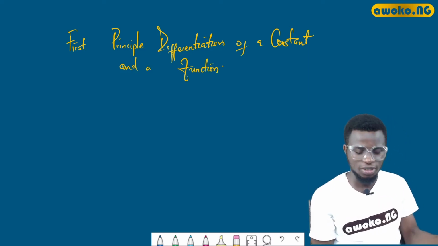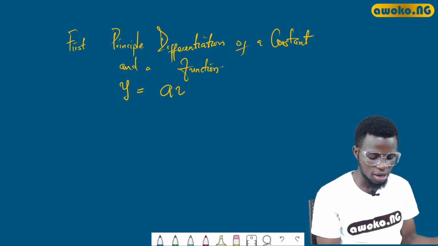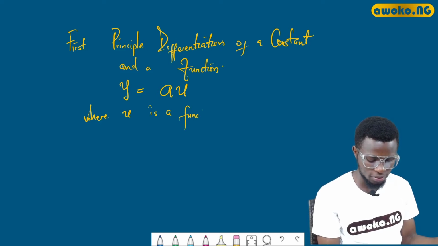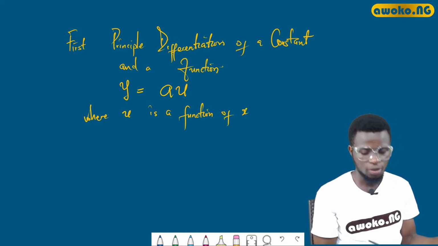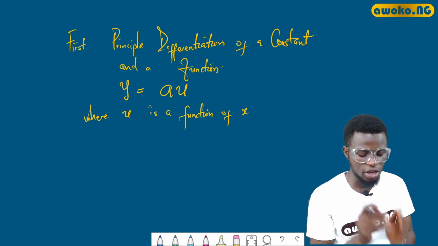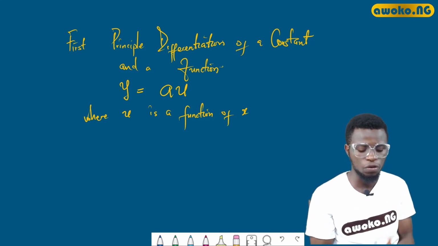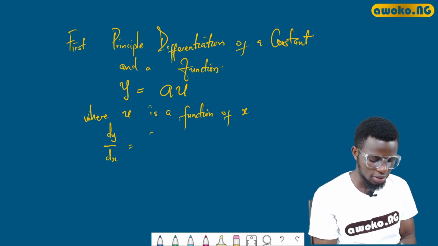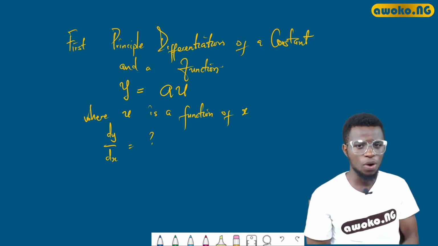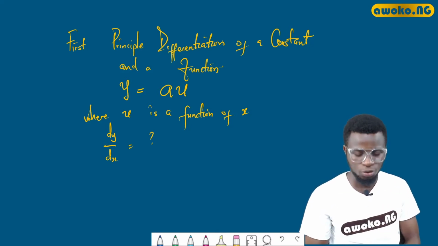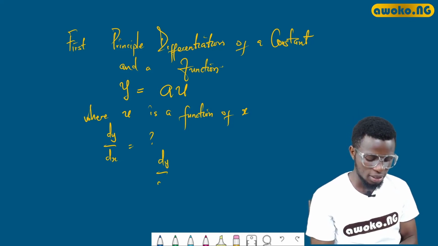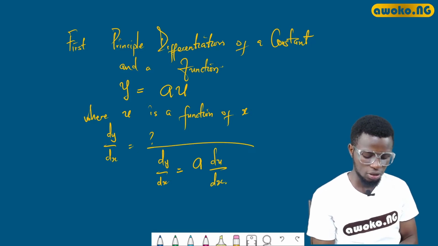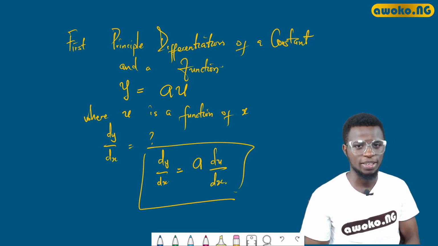So let's say we have the function y equals au, where u is a function of x. Remember this sentence, where u is a function of x. If u is a function of x, then we have to find dy/dx. That is our focus. How do we go about it? From our formula method, we're told that dy/dx is equal to a du/dx. So let us use first principle to verify this.